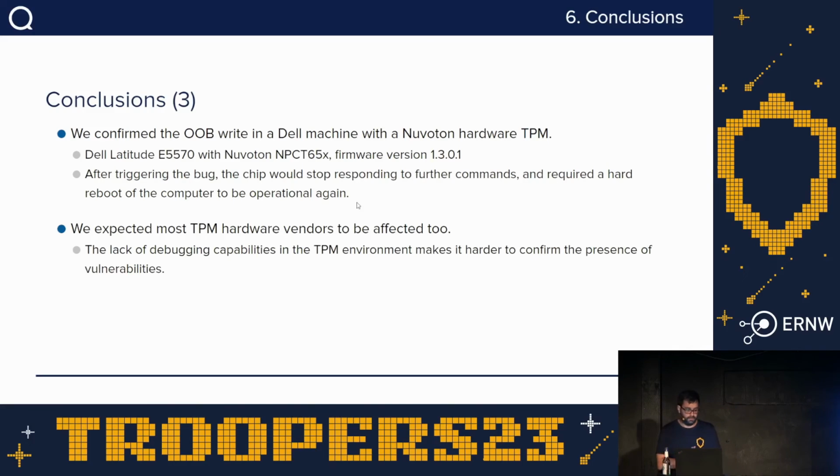Something that is very important, at least from my point of view, is that, as I mentioned before, it's very hard to verify the presence or lack of bugs in hardware TPMs because you don't have any debugging or inspection capabilities. So you cannot debug functions and see if you are overwriting memory. Unless you make it crash, just like we did in the Dell Latitude, you don't have any visibility of what is going on. If it doesn't manifest as a crash, you have no idea if you're overwriting memory and not triggering the cache or what.